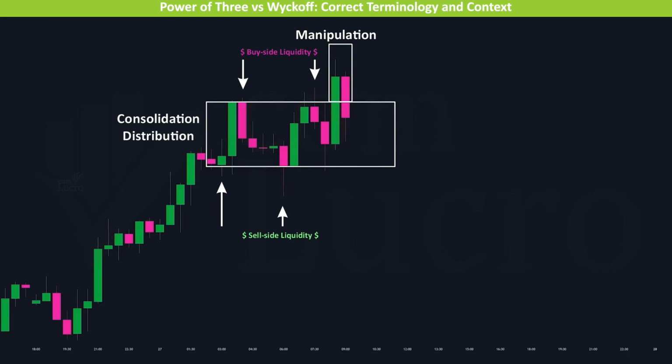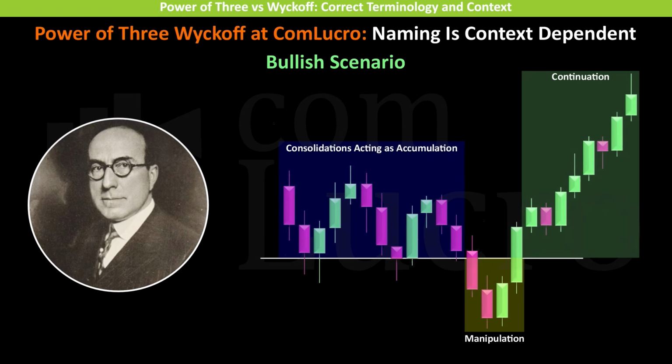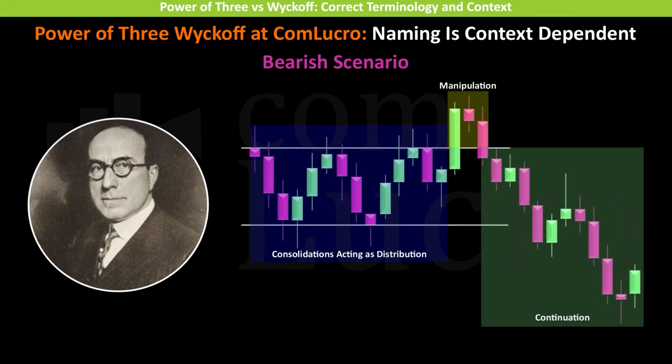The correct way to think about it is that consolidation is neutral until the market shows its intention through continuation or reversal. What changes is the probability based on context. In a bullish environment, consolidations tend to act as accumulation or reaccumulation before continuation higher. In a bearish environment, consolidations tend to function as distribution before continuation lower. This mindset keeps your expectations aligned with market structure, avoids rigid labeling, and allows you to apply the power of three with clarity, flexibility, and proper Wyckoff logic.